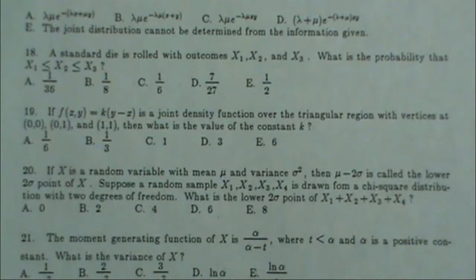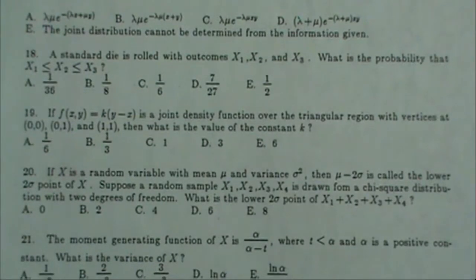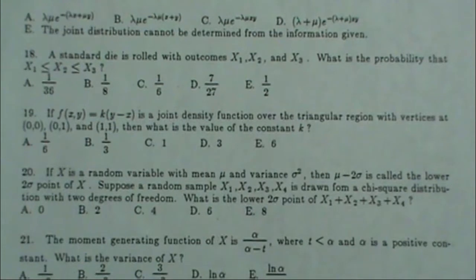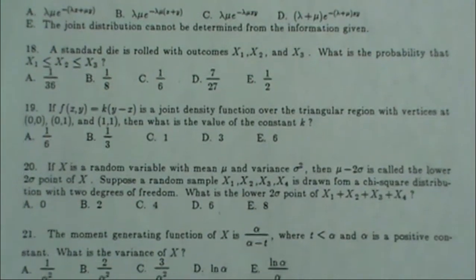Problem 19. If f of x, y is equal to k times (y minus x) is a joint density function over the triangular region with vertices at (0, 0), (0, 1), and (1, 1), then what is the value of the constant k?